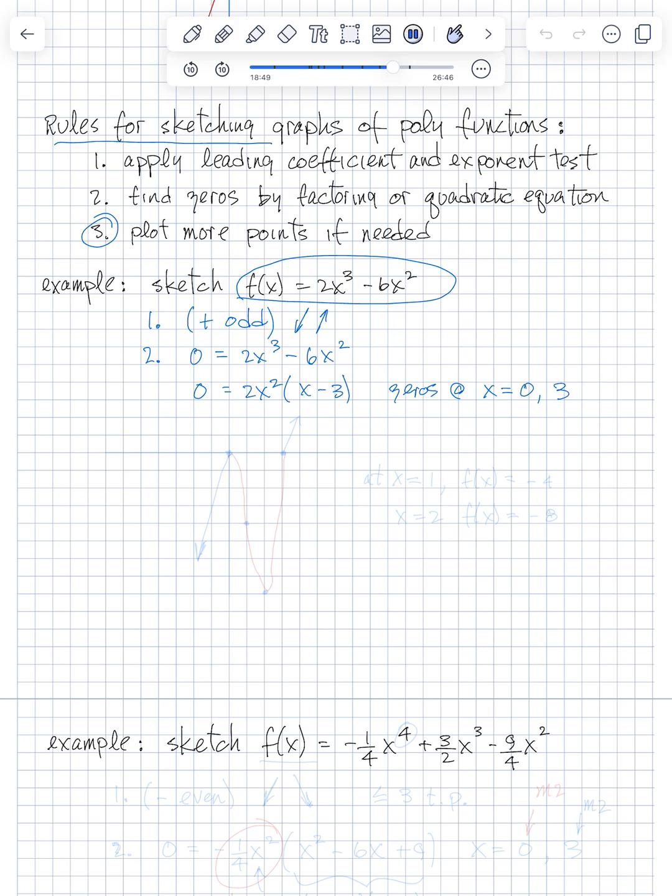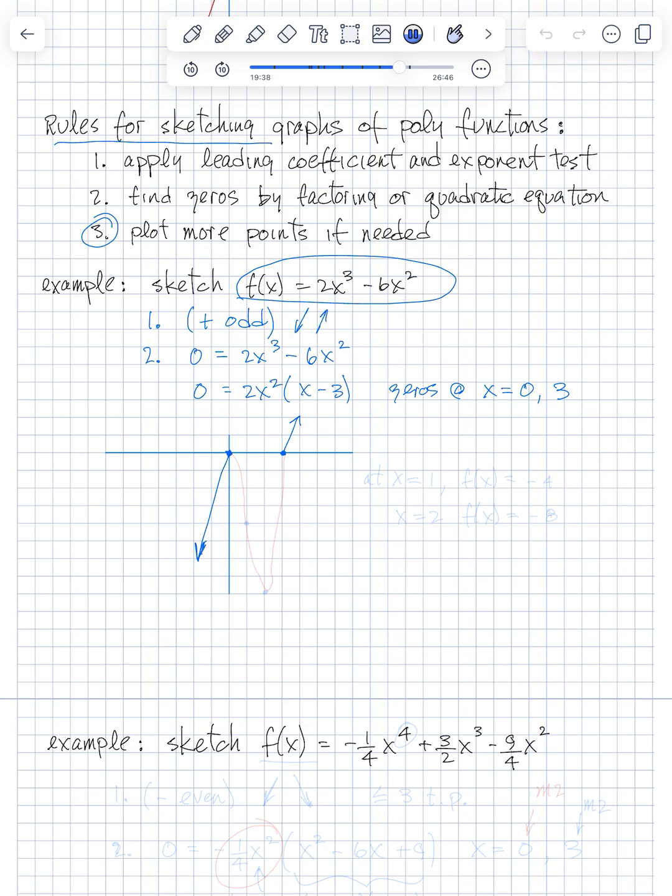So we plot those. Let's start a graph. So here's our coordinate system. We're going to plot the zeros. A 0 at x equals 0 and a 0 at x equals 3. We know it goes down on the left, so we can do that. We know it goes up on the right, and so it does something in between. We suspect that it's going to either go up above the x-axis, or we don't know.